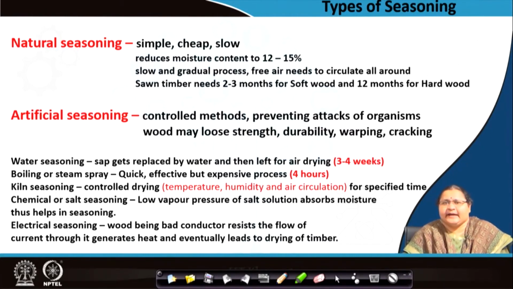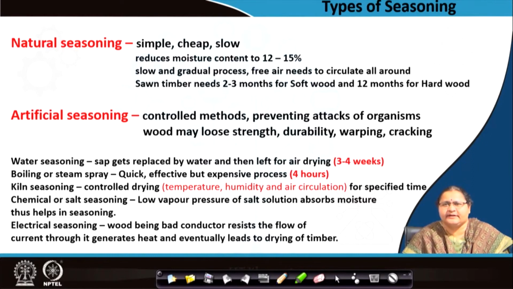So, that can happen when it is artificial seasoning. Under this you see there is water seasoning, boiling or steam spray, clean seasoning, chemical or salt seasoning, and electrical seasoning. You can see in the brackets the time periods are also given, where water seasoning, you see, takes 3 to 4 weeks.